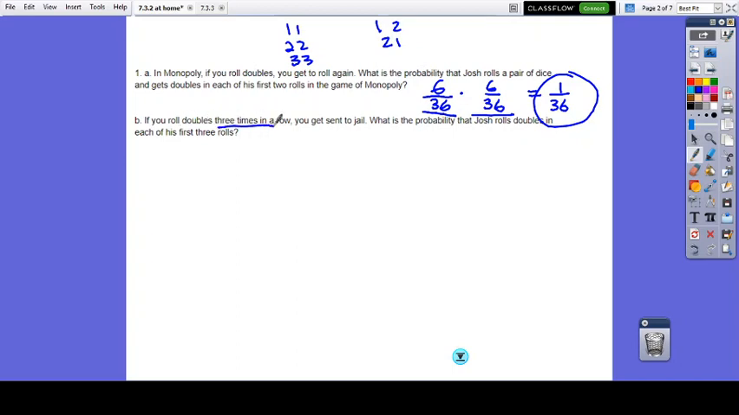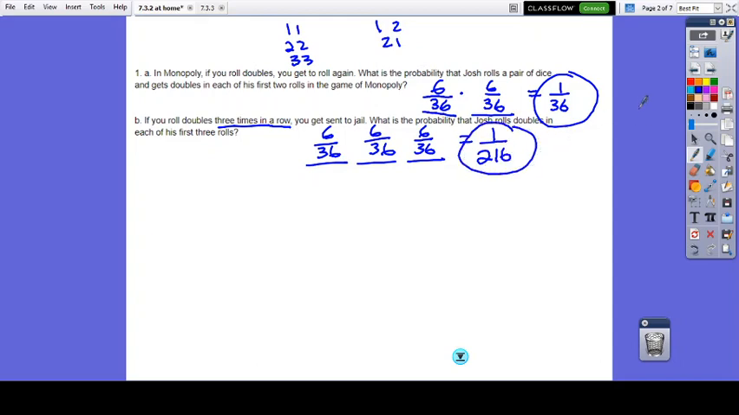Okay, how about 3 times in a row? You get sent to jail if you do that in Monopoly. So for his first three rolls, 6 out of 36 chance for the first roll, 6 out of 36 chance of doubles on the second roll, and a 6 out of 36 chance of doubles on the third roll. That simplifies to a 1 in 216 chance that you get doubles 3 times on your first three rolls.